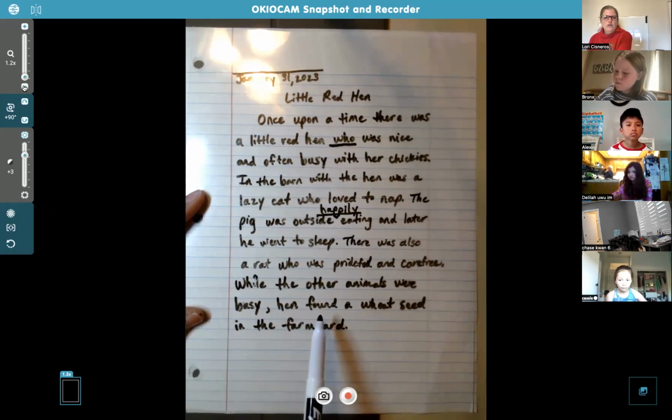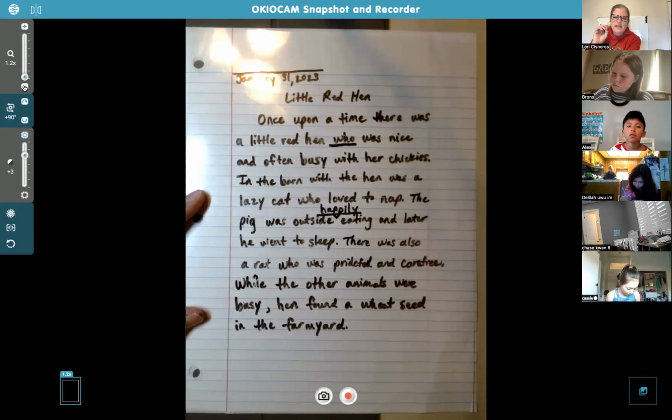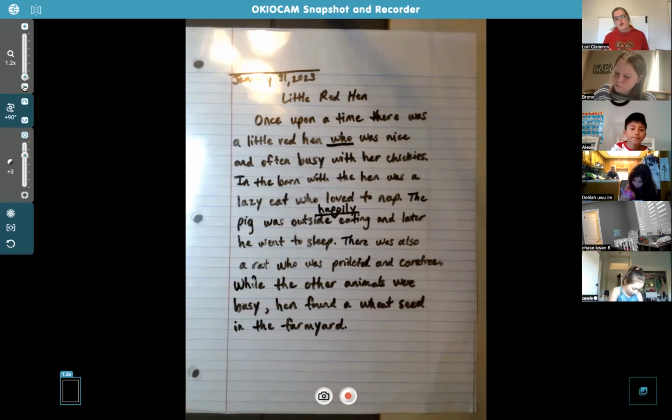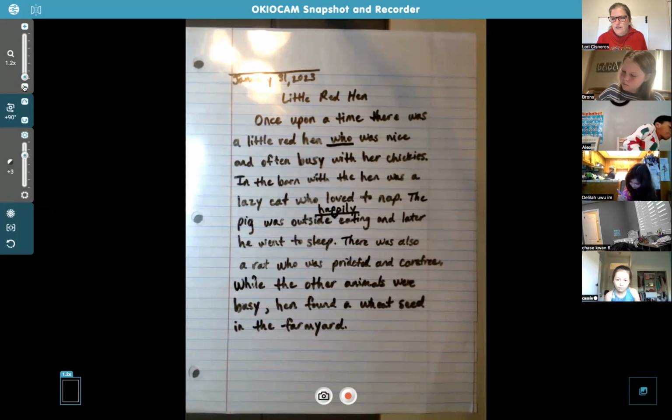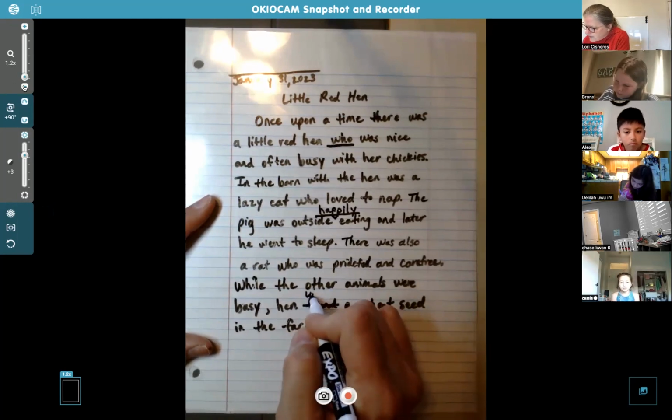Found. Hen found a wheat seed. I'm picking this one because found is a good word. It's a good verb, but I think I could make it even better. So a stronger verb could be like discovered or uncovered. Let's say she was out doing her thing and eating the worms and bugs that they do in the dirt, you know, and they scratch and they peck and they scratch and they peck. And then all of a sudden she's like, oh, this is a seed. This is a wheat seed. So maybe she uncovered it from the dirt. We don't know. We can make that up, right? So I'm going to actually cross out found and put uncovered.